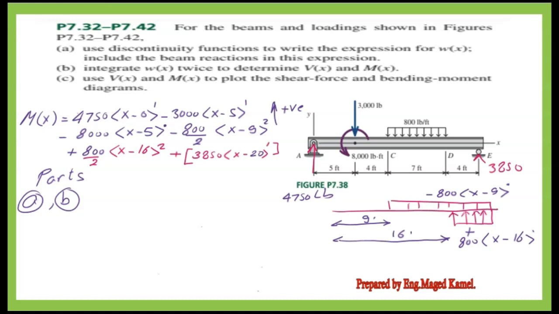Thus, we have completed parts A and B. Part A is use the discontinuity functions to write the expression for W of x, include the beam reactions in this expression, while part B is integrate W of x twice to determine the V of x and M of x. The third part, which is part C, will include use V of x and M of x to plot the shear force and bending moment diagram. We'll start to do this in the next slide.